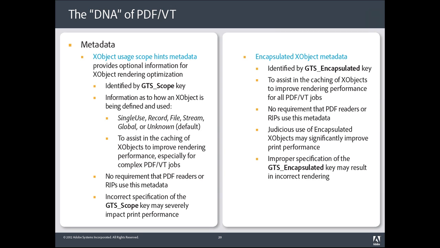VT2S stream. Global can be even outside of a PDF VT job itself. You know, cache it forever. This is used as hinting so that the RIP can make reasonable sense and do optimizations. There's no requirement that the RIP do this, but it helps the RIP if it finds the thing, and the RIP is set up to use that. One thing that is true is if you do use this key, don't lie, because that can really hurt your performance.